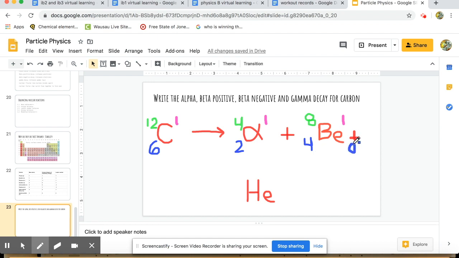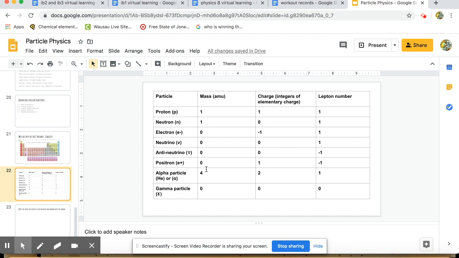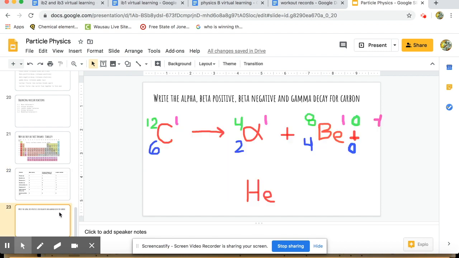That something else has to have a 0 charge, a 0 mass, and a -1 lepton number. Well, I need to figure out what that is. If I look at the sheet for 0, 0, -1, the one that matches up is an antineutrino. That's conserved. So the thing that I need is an antineutrino. I'll put down an antineutrino, and now this is conserved.